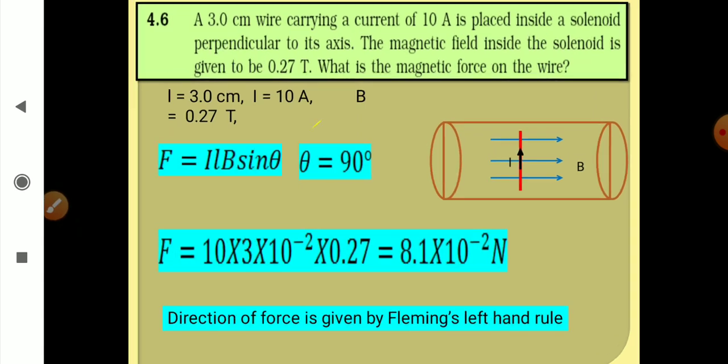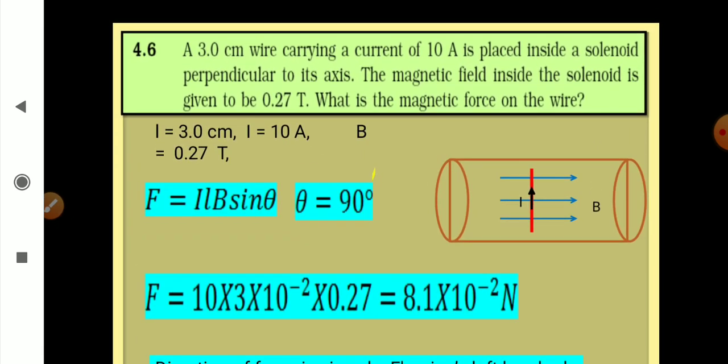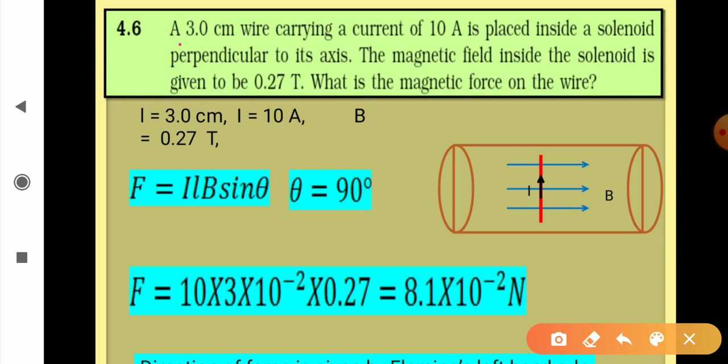Next problem, again an unsolved problem from your NCERT book only. Okay, here. A 3 centimeter wire carrying current of 10 ampere is placed inside a solenoid perpendicular to its axis. And the magnetic field inside the solenoid is given as 0.27 Tesla. What is the magnetic force on the wire? So first try to draw the situation. Whether diagrams are required or not, if you try to draw, you understand the problem.